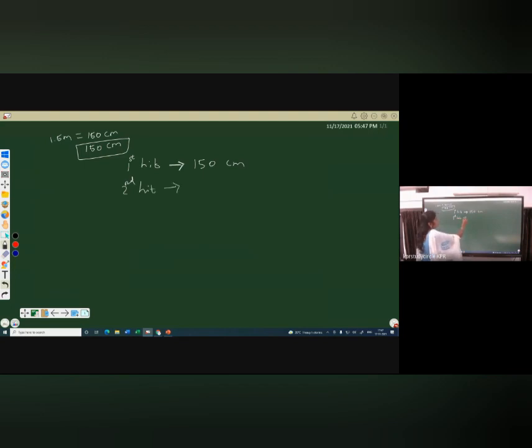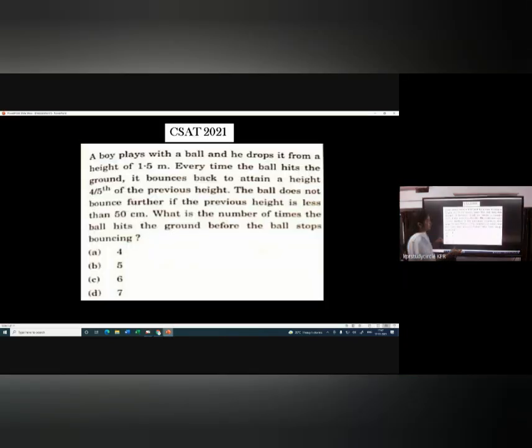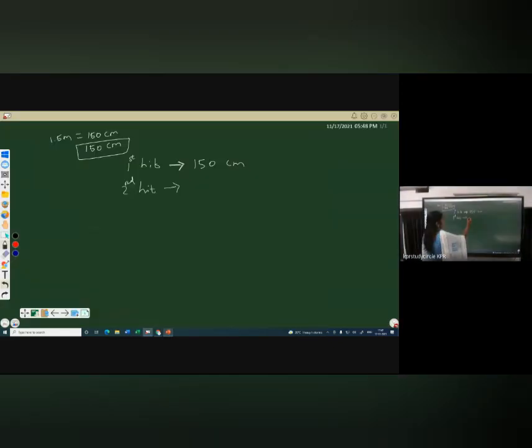When will the second hit happen? Okay. When the ball hits the ground, when does it bounce back? It bounces back to attain 4 by 5th of the previous height. 4 by 5th of the previous height, 150 centimeter, which is nothing but 120 centimeter, right? So for the second hit, it is 120 centimeter.